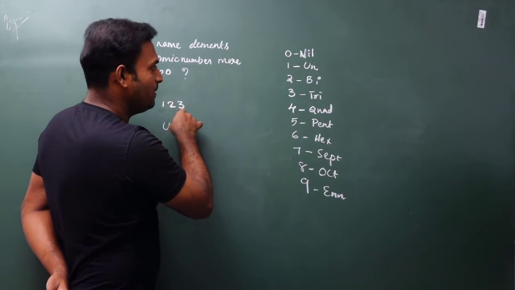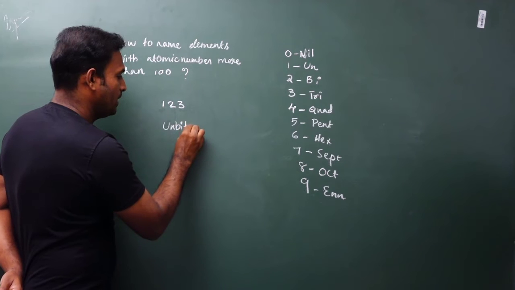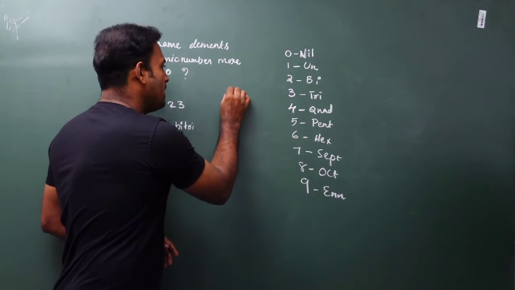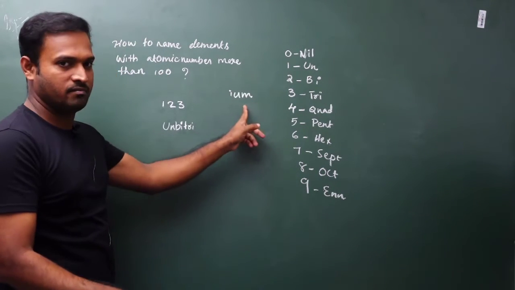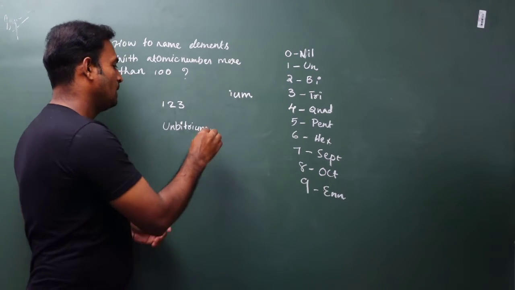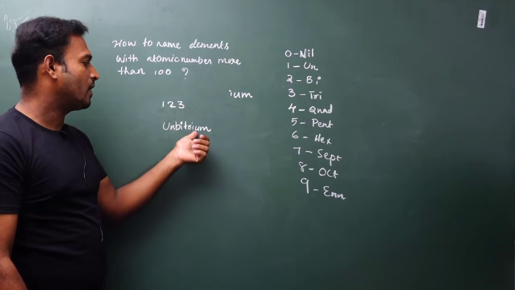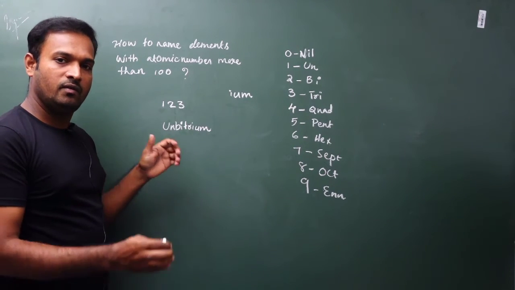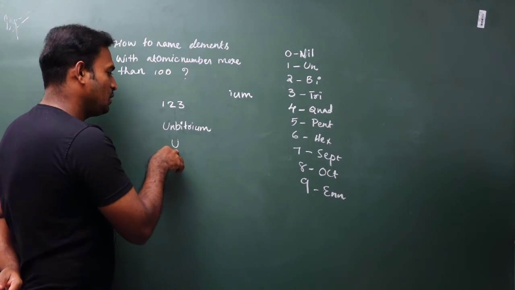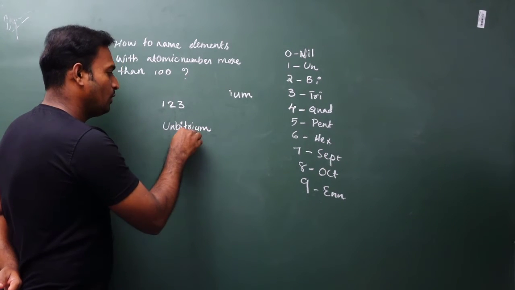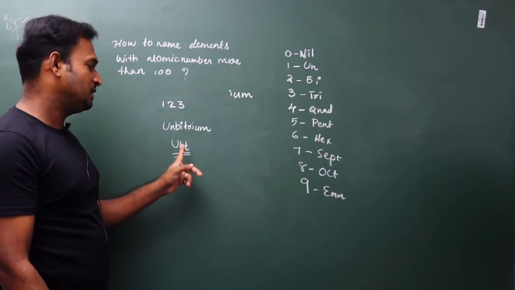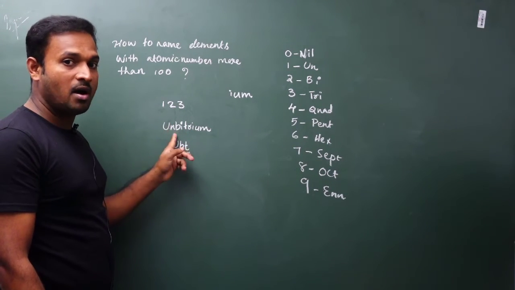Next one is 3. For 3, we can use tri. At the end of this name, we use ium. But there is already an i, so we just use um. So what's the name? Un-bi-trium. We can apply a symbol also for this. For un, it is U. For bi, this is B. For tri, this is T. So the symbol of this element is UBT and the name is unbitrium.